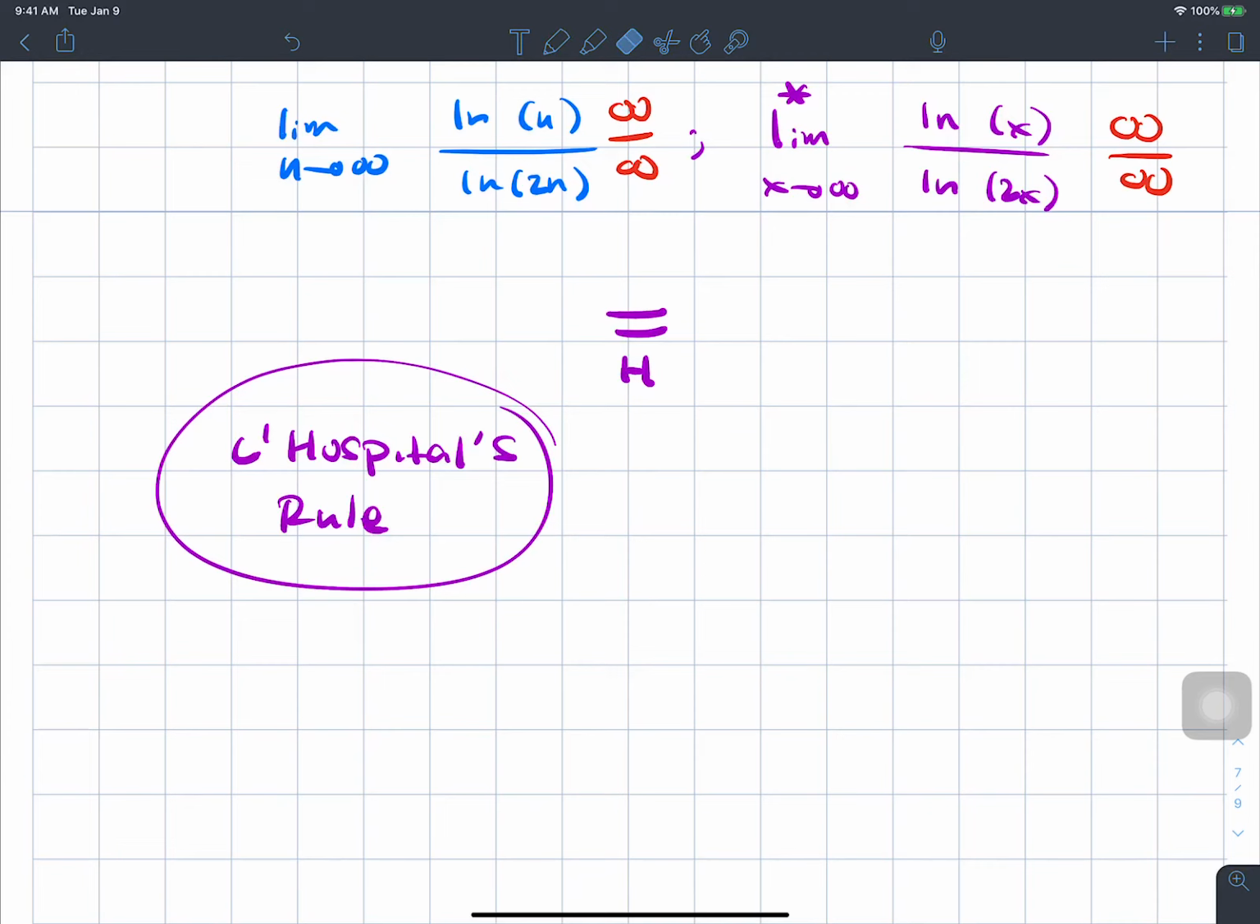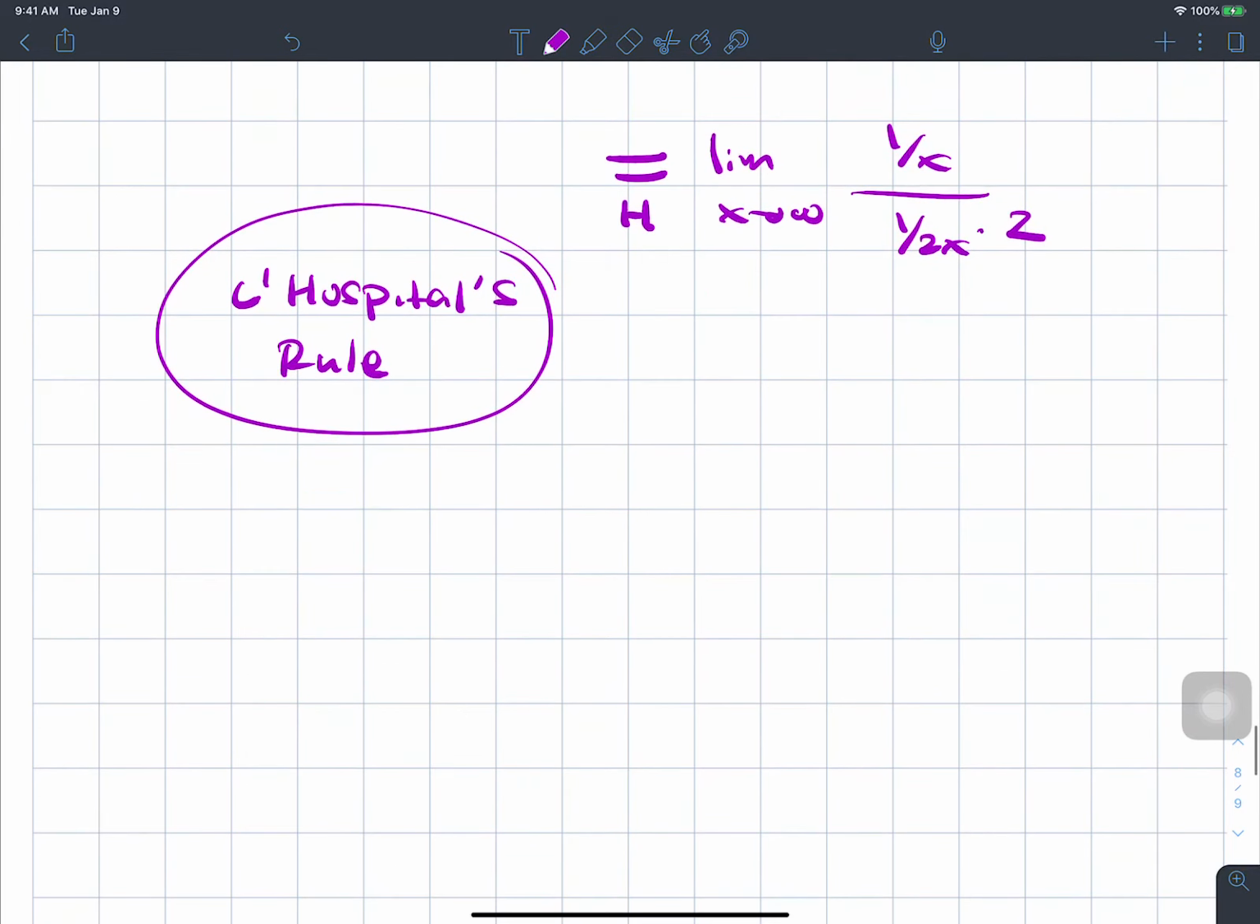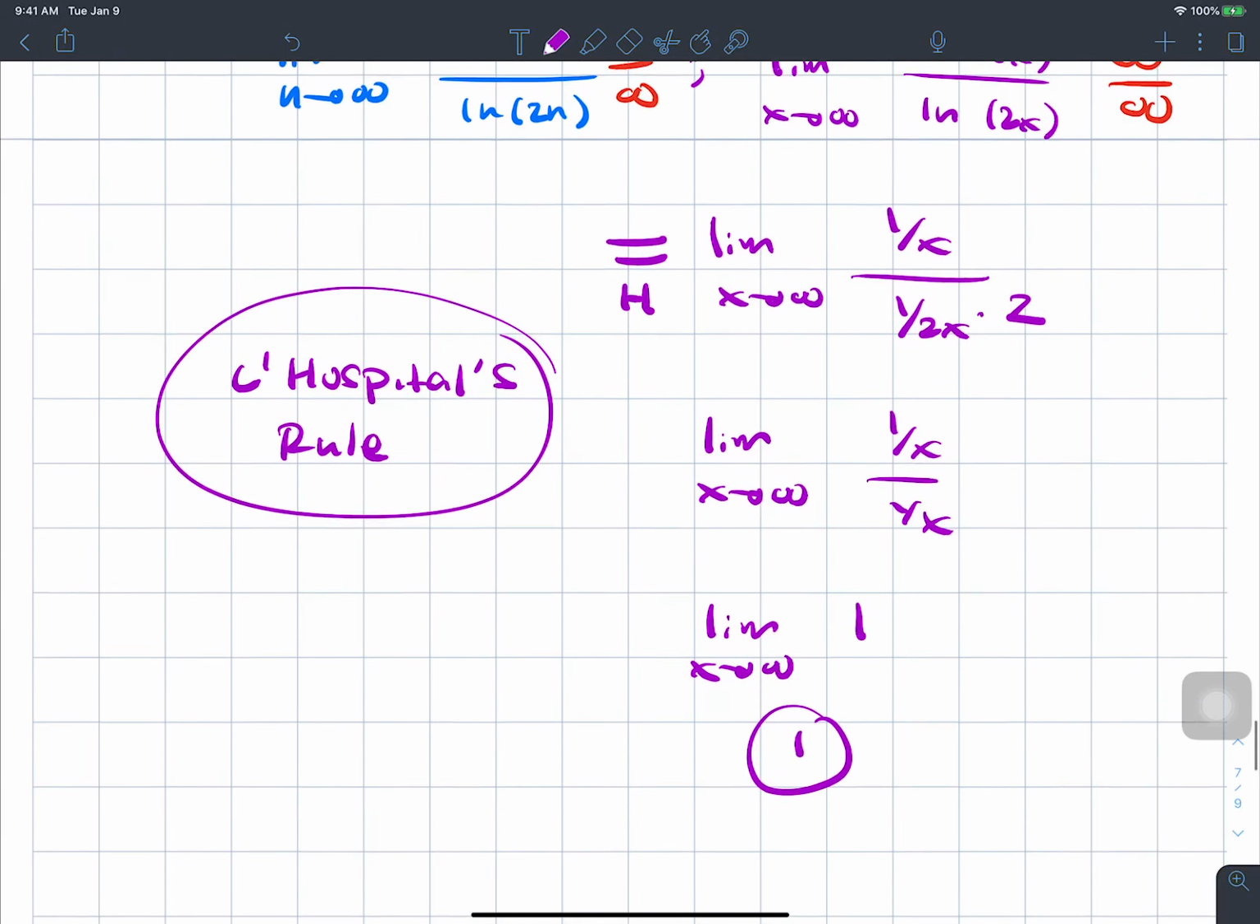And you can say, okay, is that the limit then? As x gets big of 1 over x over 1 over 2x, and don't forget by chain rule, times 2. So by L'Hopital's rule, we have the limit as x gets big, 1 over x over 1 over x, and that's the limit of just the constant 1. A limit of a constant is 1. So this limit here is 1.